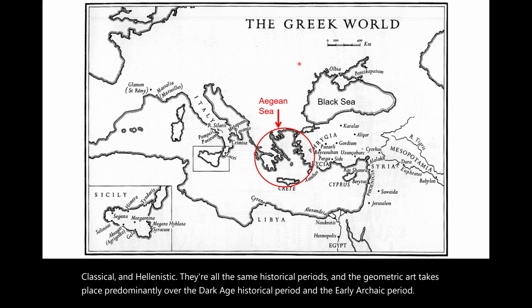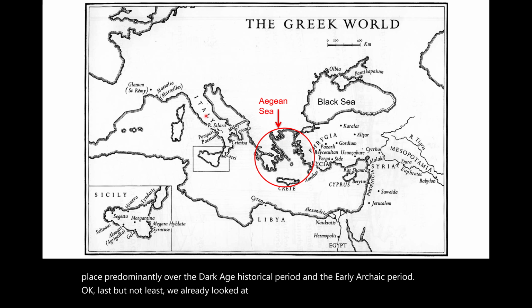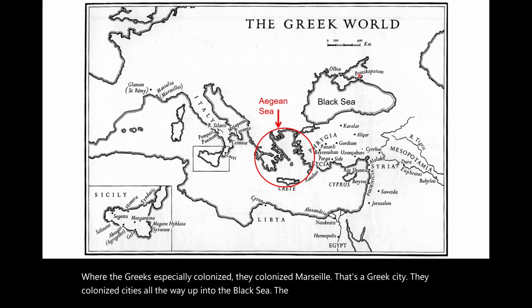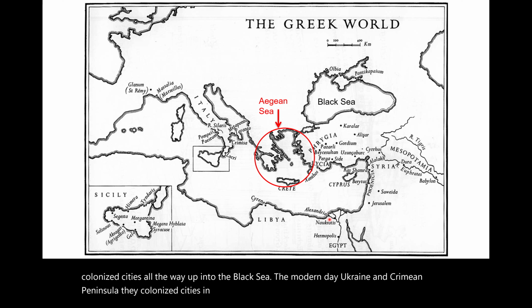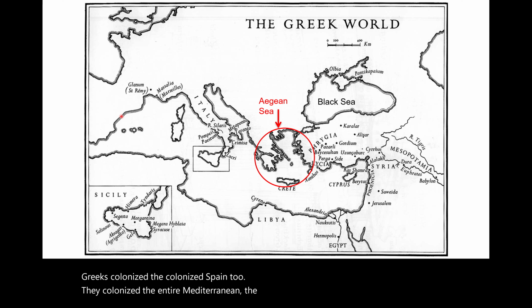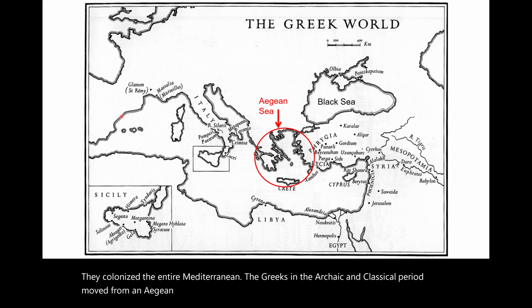Okay, last but not least, we already looked at the Aegean. Here is Italy and Sicily, where the Greeks especially colonized. They colonized Marseille, that's a Greek city. They colonized cities all the way up into the Black Sea, the modern-day Ukraine and Crimean Peninsula. They colonized cities in Cyprus. Alexandria in Egypt is a Greek colony. The Greeks colonized Spain too. They colonized the entire Mediterranean. The Greeks in the Archaic and Classical period moved from an Aegean civilization to a Mediterranean civilization.